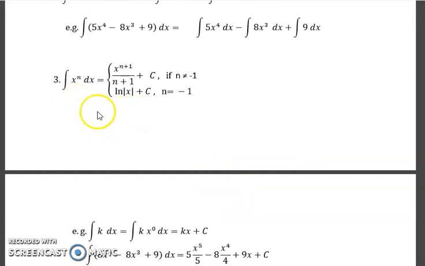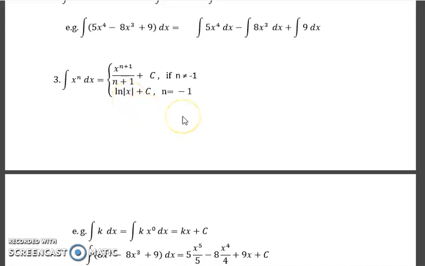This is the power rule for integration. When the exponent is not negative 1, the value of the integral would be x raised to n plus 1 over n plus 1, plus an arbitrary constant c. However, when the exponent is negative 1, the value of the integral would be ln of the absolute value of x.